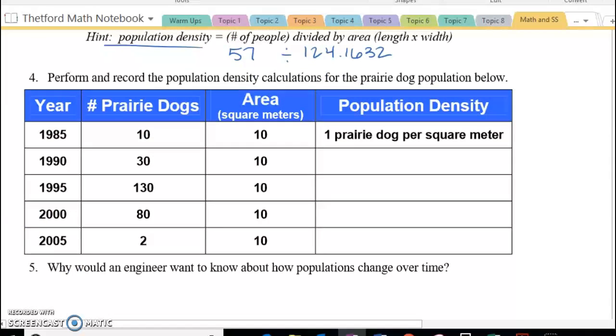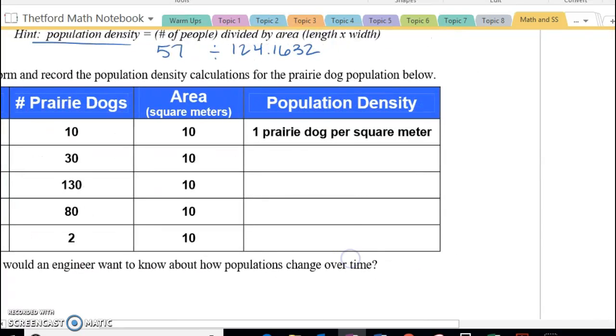So now we're going to look at the population density for prairie dogs. And so in 1985, there were 10 prairie dogs, and our area was 10 meters. And so in order to figure out how many prairie dogs per meter, we have to do the number of prairie dogs divided by our area, and that gives us our 1 meter, or our 1 prairie dog per meter.